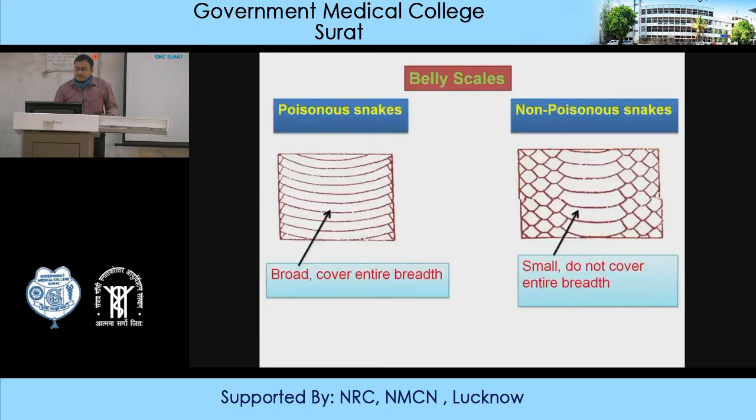Belly scale is the most important. You can see it when the patient comes with the dead snake that bit him. You reflect the back side on the belly part and you can see the belly scale. A poisonous snake has a broad scale covering the entire breadth, while in a non-poisonous snake the belly scale is small and does not cover the entire breadth. If you see on the dead snake that the belly scales are small and do not cover the entire breadth, then it is non-poisonous. The patient requires assurance and symptomatic treatment.